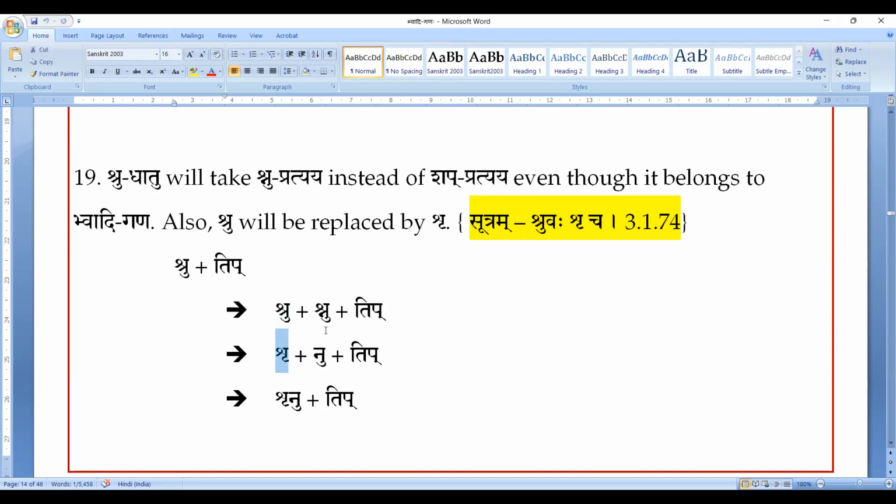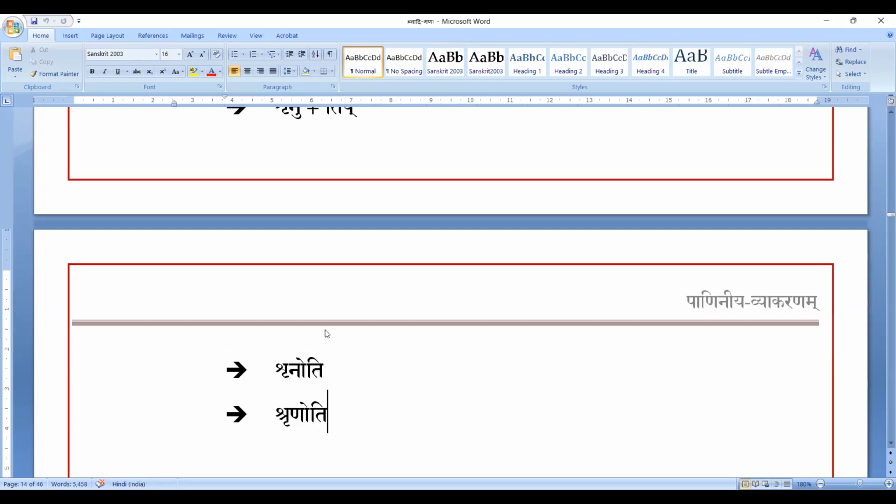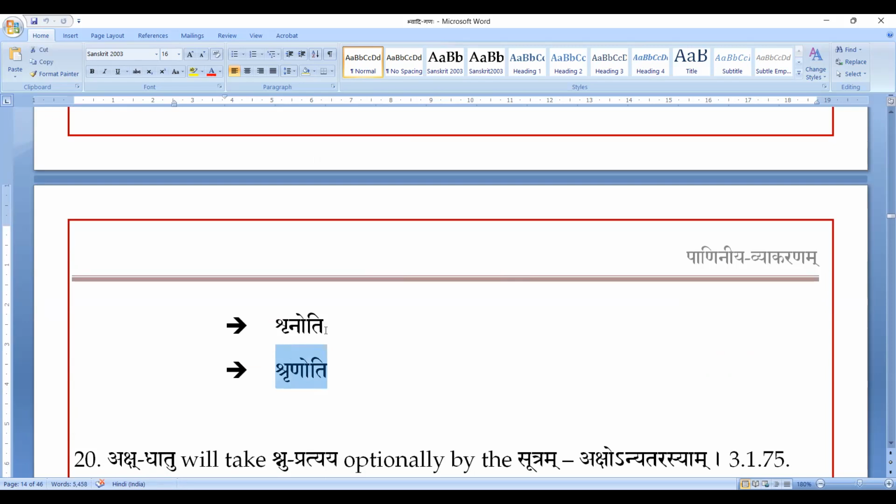Shri is replaced by Shri. Shnu, then Tip. Then Shnu will become O. Shnoti. Shrutaha, Shunvanti. Iti rupam. By seeing this, probably you think it is fifth gana, but it is not fifth gana. It is first gana. Okay, right?